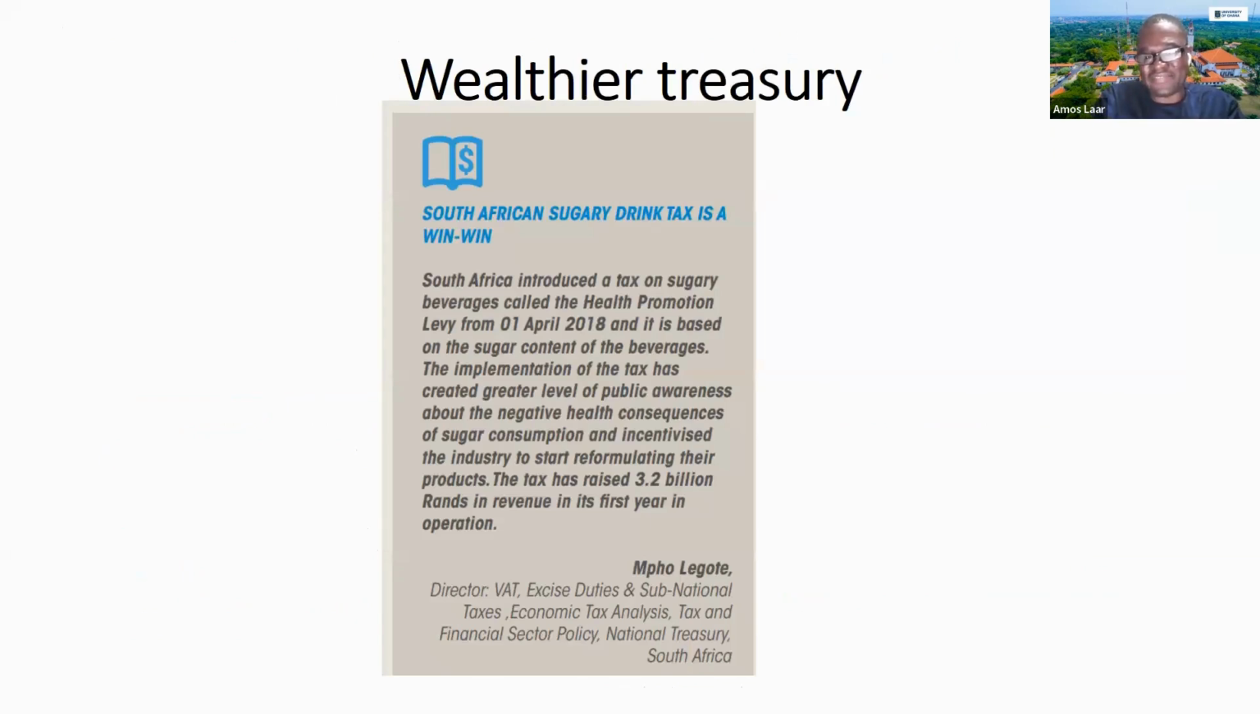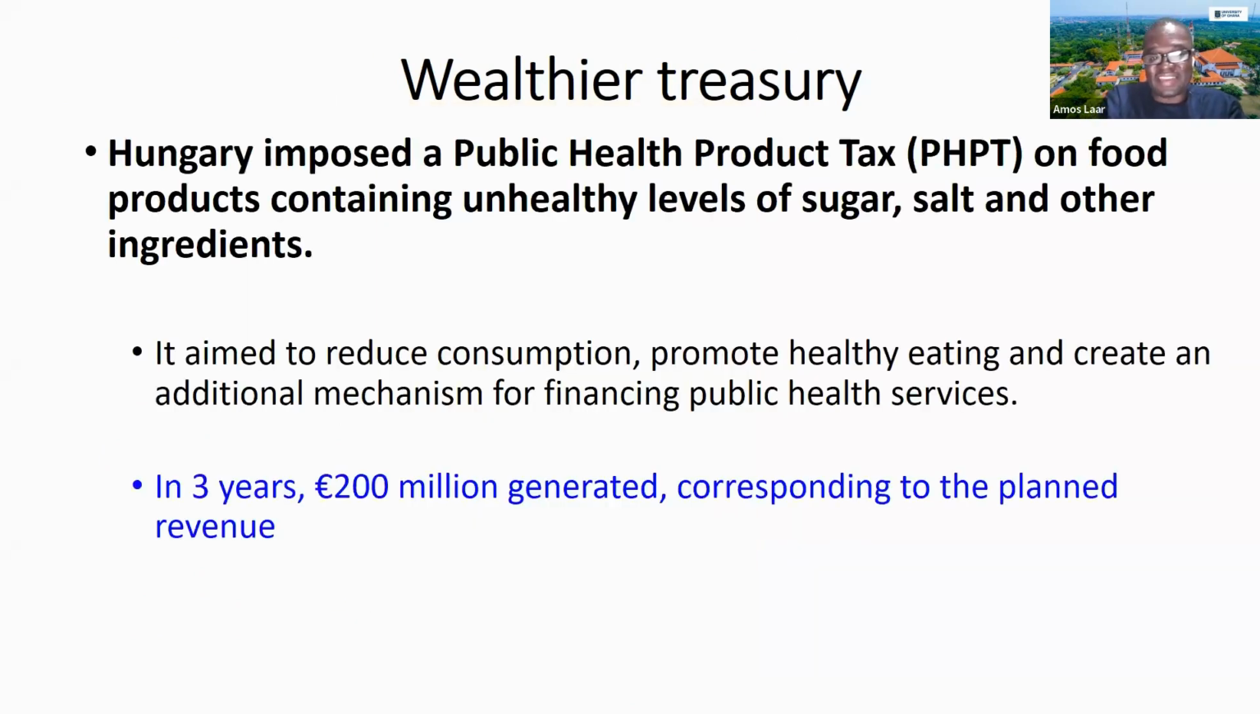Those who are interested in evidence relating to the World Treasury, as I talked about, the tax, when it was implemented in South Africa, within just 1 year, raised 3.2 billion rand. That's in South Africa. In Hungary, when they introduced this, within 3 years, just directly linked to the tax, they raised 200 million euro. So the health benefits are clear, the economic benefits are also clear. So Ghana, what are we waiting for?